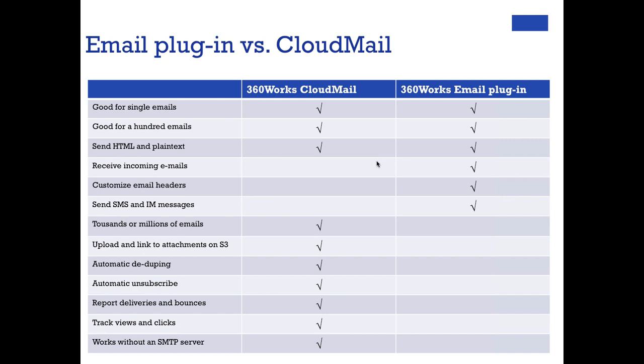And so here, it's a little bit confusing because we make a plugin, the 360Works plugin that sends emails, and now we have another plugin called CloudMail. And what are they? Why do we have two different plugins that seem to do kind of the same thing? So I designed this chart to hopefully explain this better. Both plugins are good for sending one email. You don't have to use CloudMail to send only big lists.